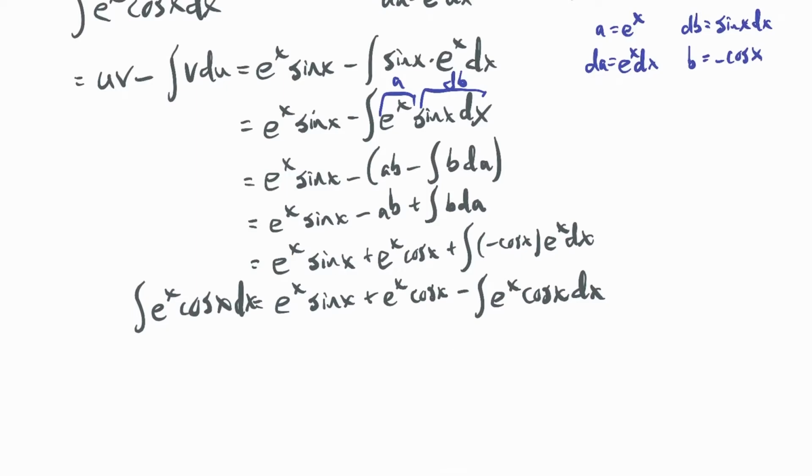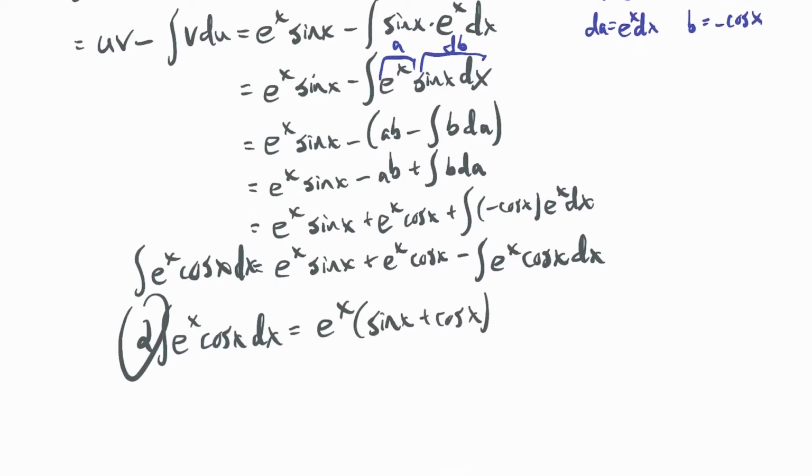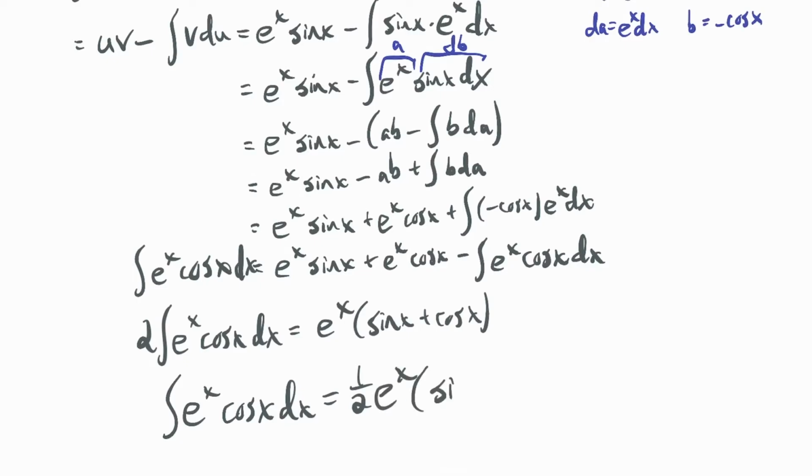So on the left, I'll have 2 times the integral of e to the x cosine x dx equals, and I can factor if I want, e to the x times sine of x plus cosine of x. I don't have to, but that's fine. Then I can divide by 2 on both sides. So the integral of e to the x cosine x dx equals 1/2 e to the x times sine of x plus cosine of x.